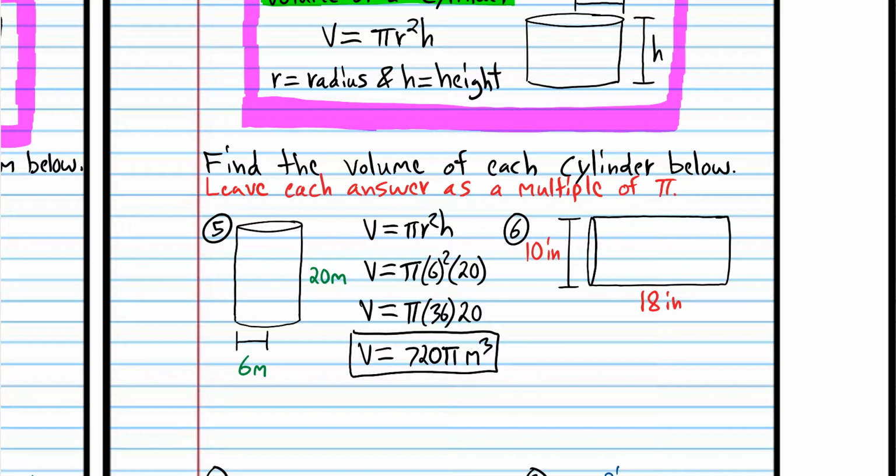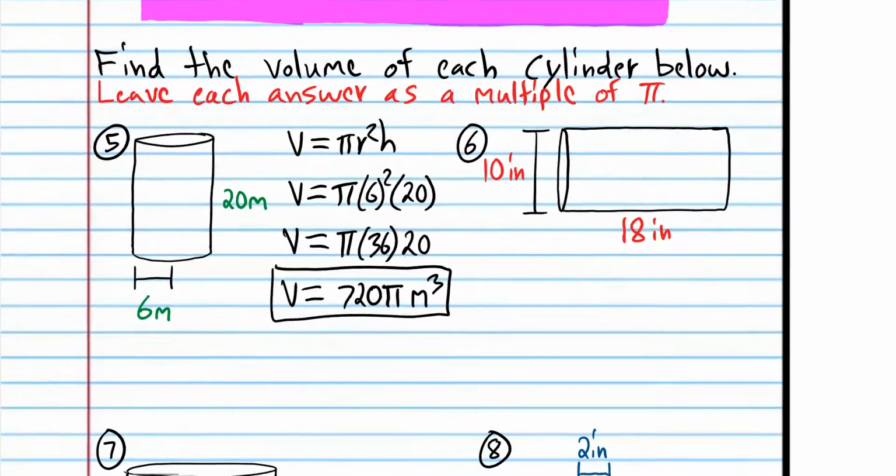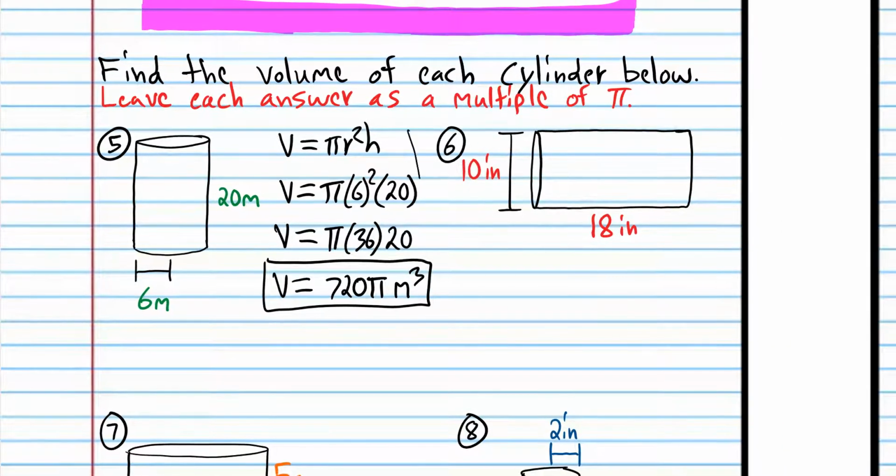So if you want to find the answer in decimal form, all you have to do is take 720 and multiply it by pi in your calculator, and you can find it that way. But again, I gave you specific instructions to leave it as a multiple of pi, so I'm just leaving it as 720 pi cubic meters.